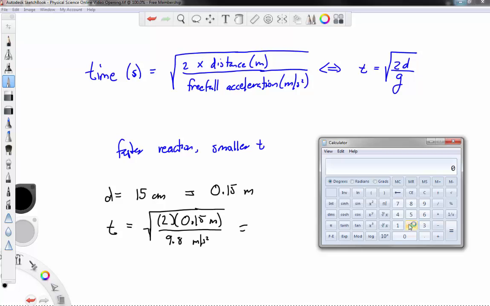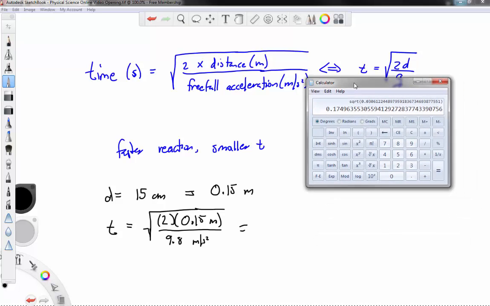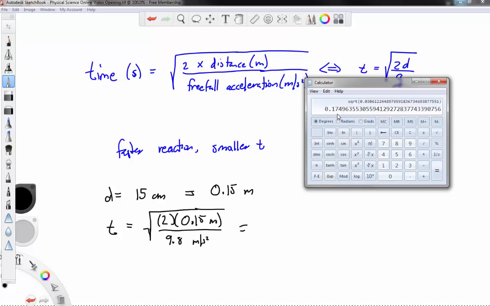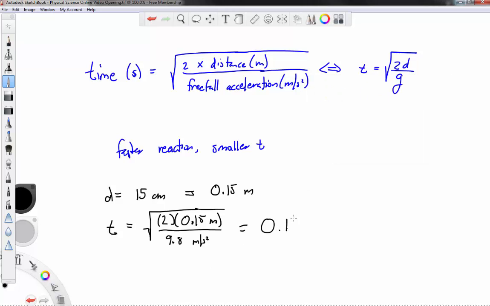So the way that I have to enter this into my calculator is I basically say 2 times the distance, which is 0.15. I have to divide that by 9.8, and then all of that is under a square root. So after I've done all this, I hit the square root button and I get a number. So this number is the time. 0.17496, basically 0.179 seconds, but I see that there's only two significant figures, so this is more like 0.18 seconds.